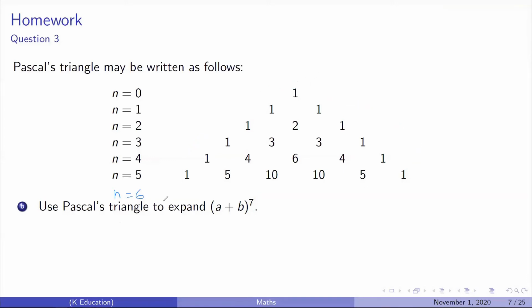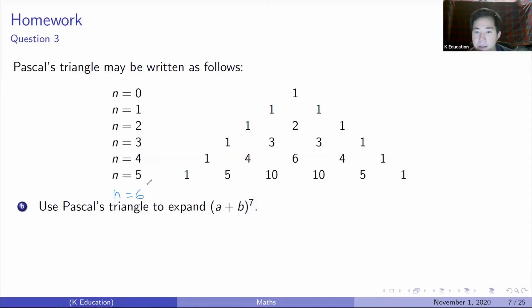On the third row. What do you mean? Like in the middle where it says 6. No, that's not how it works. These numbers I can get from above. If you look at this, 5 is 1 plus 4, 10 is 4 plus 6, 10 is 6 plus 4, 5 is 4 plus 1, 6 is 3 plus 3, 4 is 3 plus 1, 4 is 1 plus 3. Do you see the pattern?